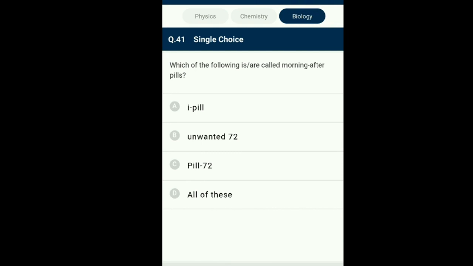It is sold under various brand names like iPill, Unwanted 72, Pill 72 or Plan B. These are sold by pharmacies without any prescription. So the answer is option D, all of these.